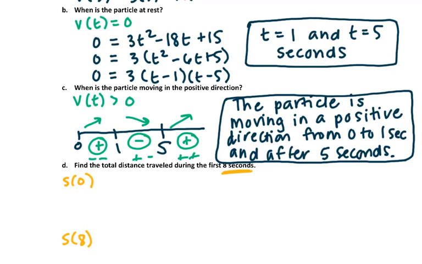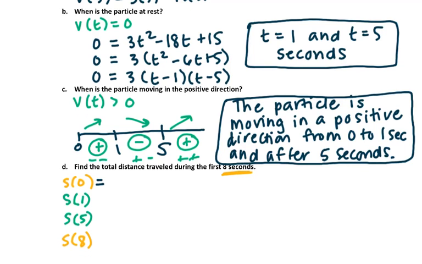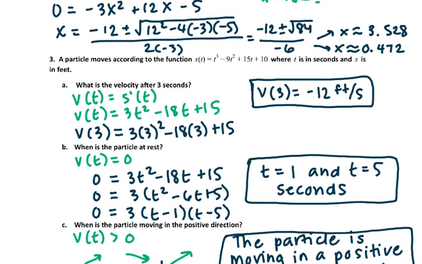If all we were doing is finding displacement, that's all we would need to do. But since we're looking also for the total distance traveled, not just the distance between the start and end, we have to look at any other time the particle changed direction, which occurs or potentially occurs when the particle is at rest. So we also have to look at 1 and 5. So if we do this real quick, S was the original function. So you would be plugging those values into this particular equation. So S of 0 is pretty easy. That's just 10.